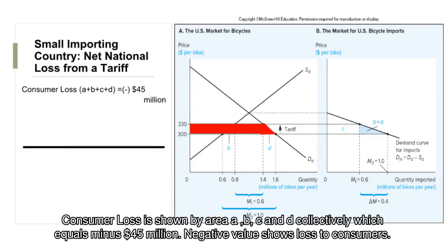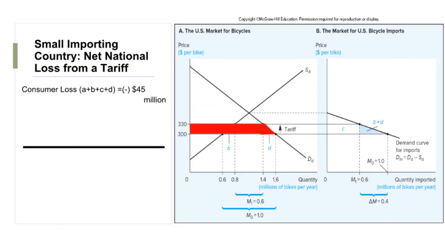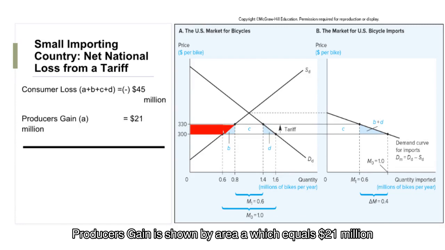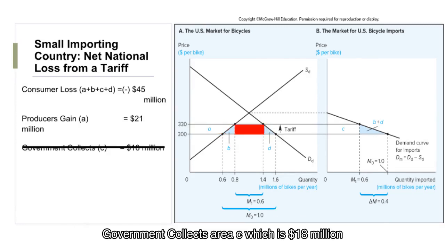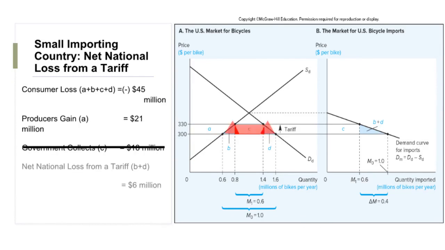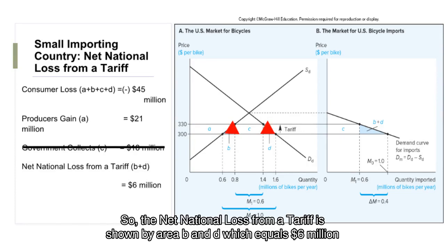Consumer loss is shown by areas A, B, C and D collectively, which equals minus $45 million. The negative value shows loss to consumers. Producers' gain is shown by area A, which equals $21 million. Government collects area C, which is $18 million. So, the net national loss from a tariff is shown by areas B and D, which equals $6 million.